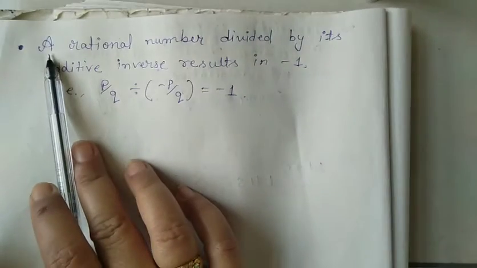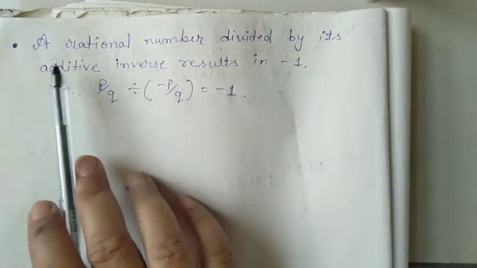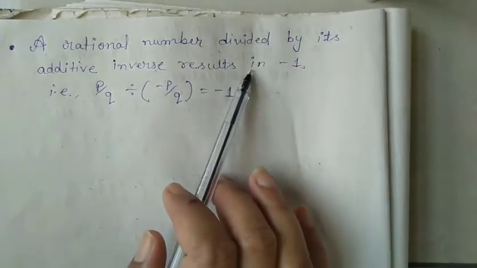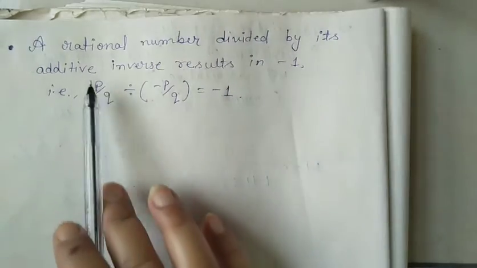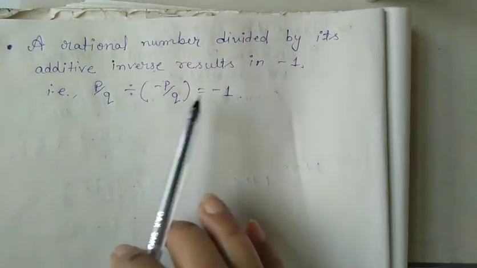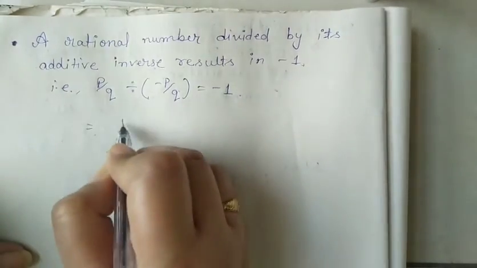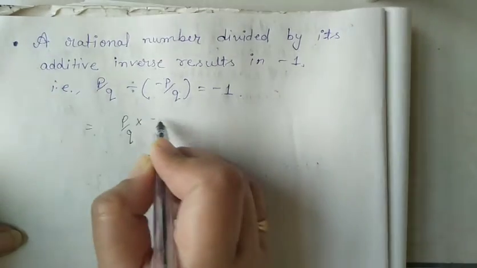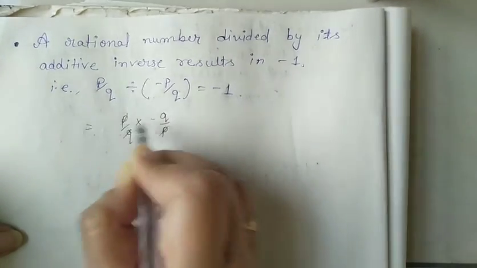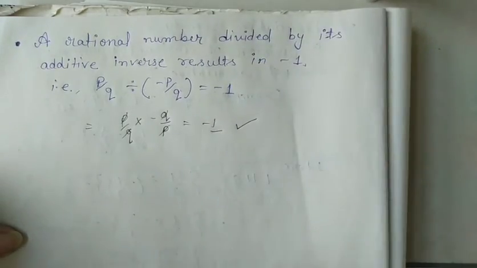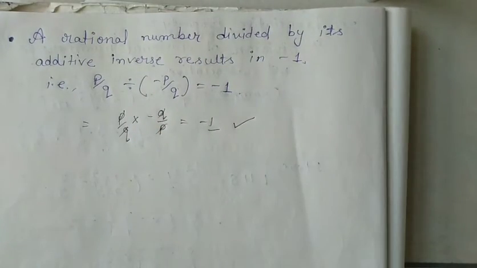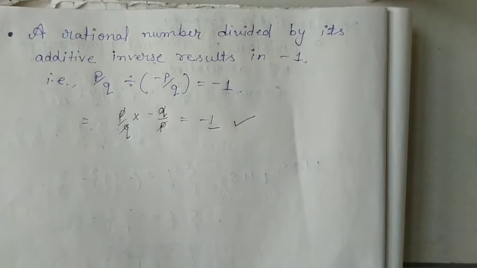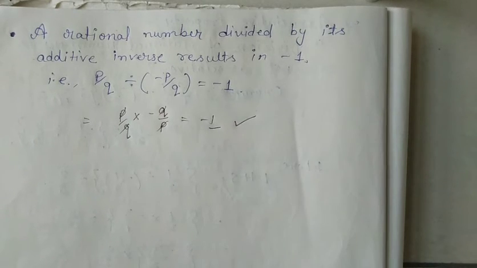Then last point in our assignment of this chapter, that is a rational number divided by its additive inverse results in minus 1. For example, p by q divided by minus p by q is minus 1, because when p by q we change the divide sign to multiply, so we take the reciprocal of this number and we got the answer minus 1. So these pages are very helpful and useful, and these are the assignment and a short summary of this chapter, rational numbers.